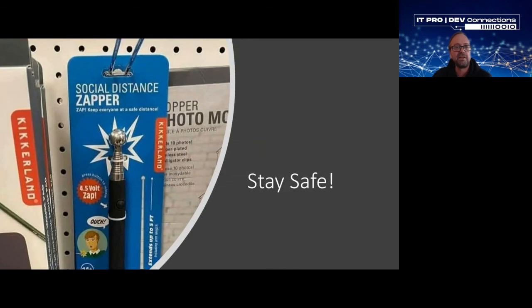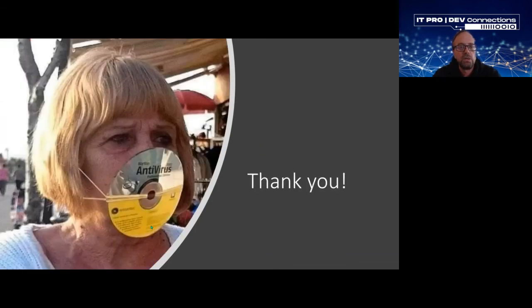I have a nice recommendation for this. This is a social distance zapper, so you can extend it up to 5 feet, that is around 3 meters, to keep people away from you, or you can use Norton antivirus to protect you. And Norton is not a sponsor.